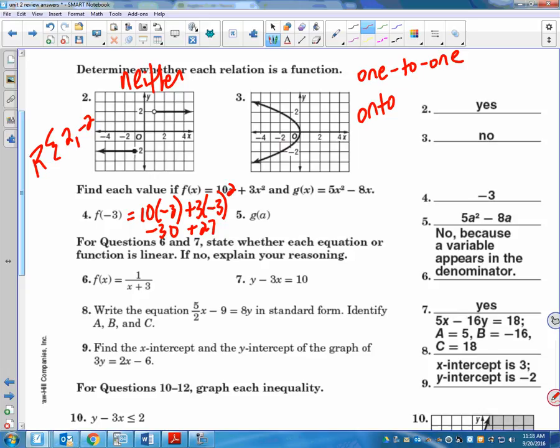So we can circle all the ones you know for sure are going to be similar questions on your test tomorrow. 4 out of 5.